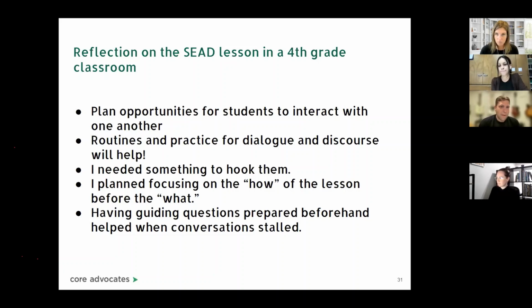As I mentioned earlier, I planned focusing on the how of the lesson before the what. I knew in my mind what the content was going to be, but I really wanted to think, how are they going to get there? How are they going to be interacting? And then I can build the lesson around that. And again, as I mentioned earlier, that's a departure from what I traditionally do. And then finally, have some guided questions prepared beforehand. It really helped when the conversation stalled.